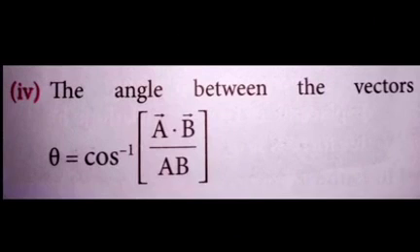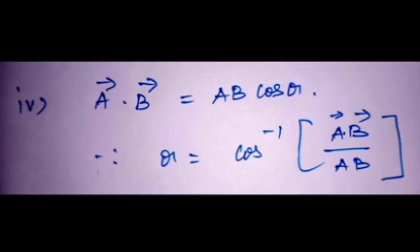Property 4, the angle between the vectors. We get theta equals cos inverse of a vector dot b vector divided by ab. Students, we know if we dot any two vector quantities, we get a scalar product. Now coming to the formula, we know a vector dot b vector equals ab cos theta. Then if we have to find the angle between the a vector and the b vector, given the magnitudes, we can calculate theta equals cos inverse of a vector dot b vector divided by ab.